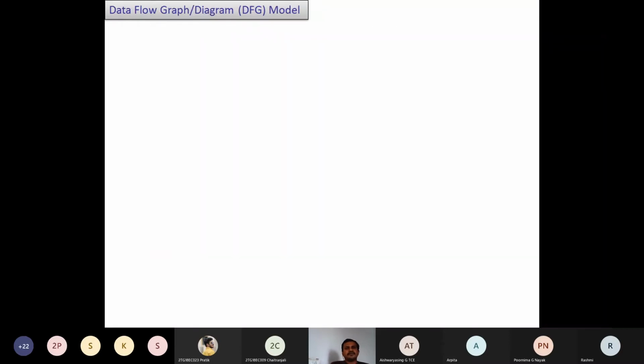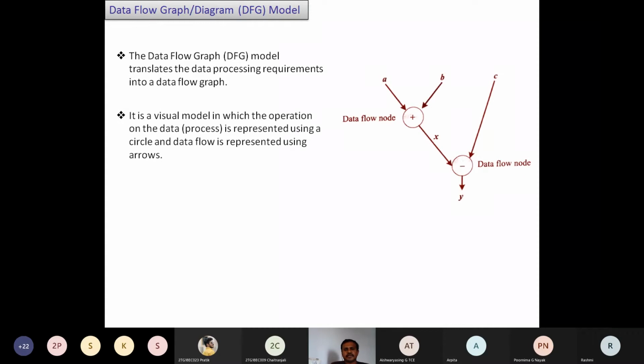Let us go for the models. The data flow graph or the data flow diagram model. The data flow graph model translates the data processing requirements into a data flow graph. This model is used to translate the processing of data, how the data is processed, through a graphical approach that is known as the data flow graph. How does it look? You can observe the graph. This is known as DFG, the data flow graph.